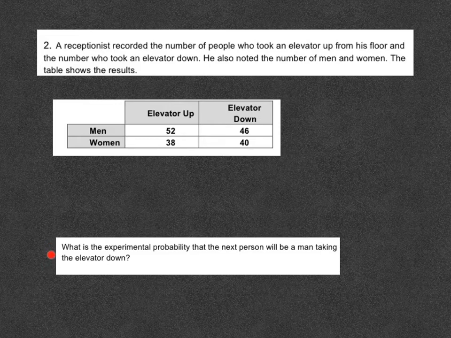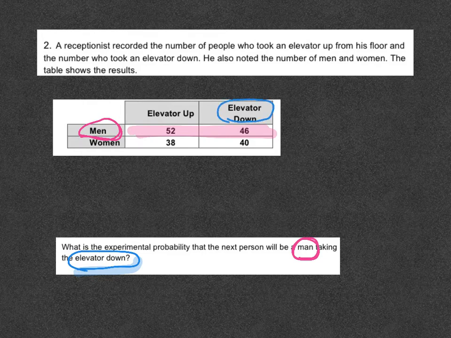The question that we're trying to determine: what is the experimental probability that the next person will be a man taking the elevator down? Those are the parts of the table I need to focus on. The first one is man. So the first row in the table, I'm going to highlight those numbers so I can focus on them. The second piece of information that we need, the second event, is going to represent the elevator going down. That's the second column. I'm going to also highlight those two numbers.